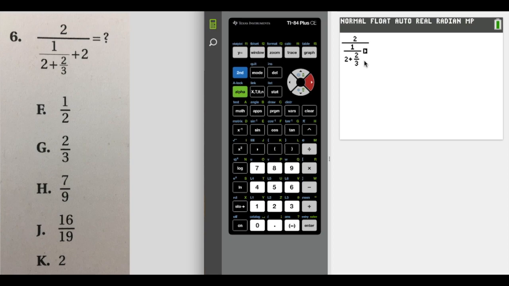Rather, I have to click over to the right hand side and then add 2, so that now my display on my calculator looks like the problem. And then I can go ahead and press enter and get the correct answer of 16/19.